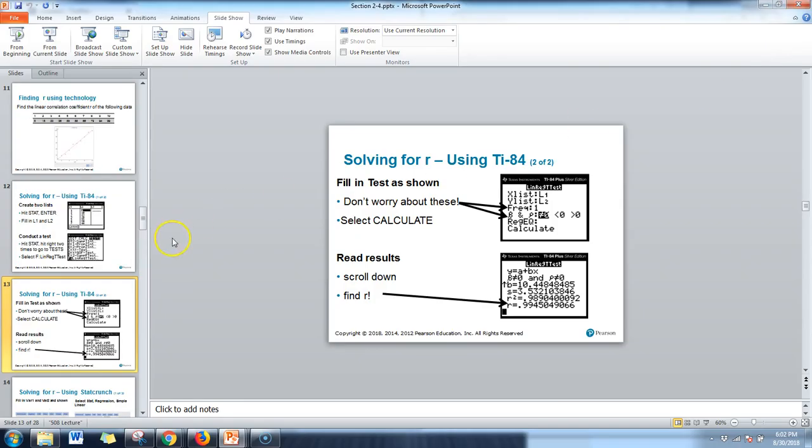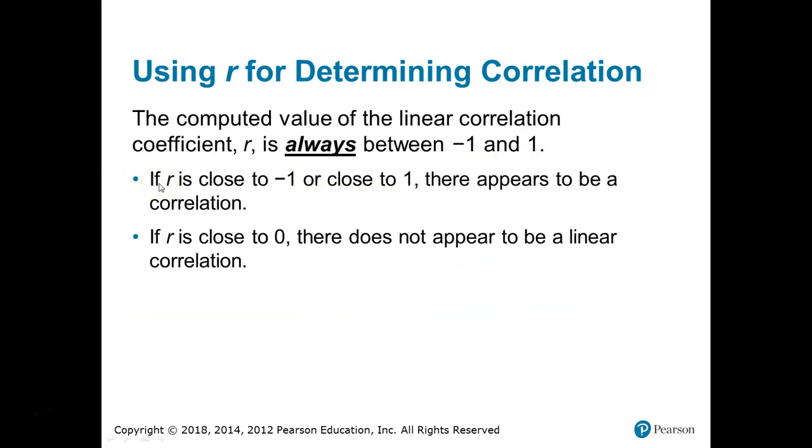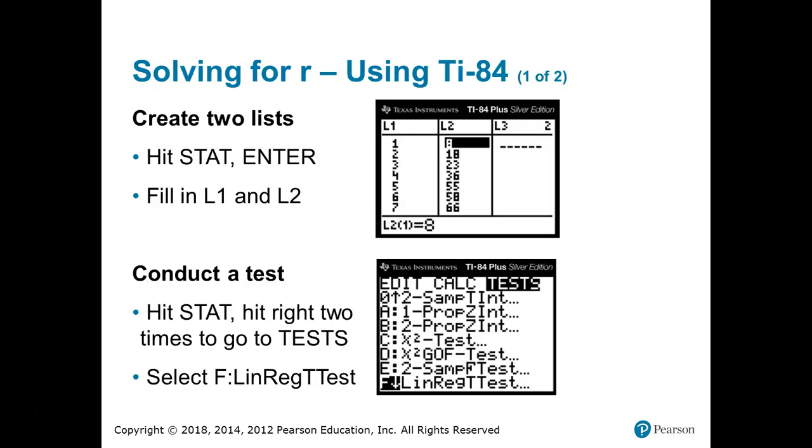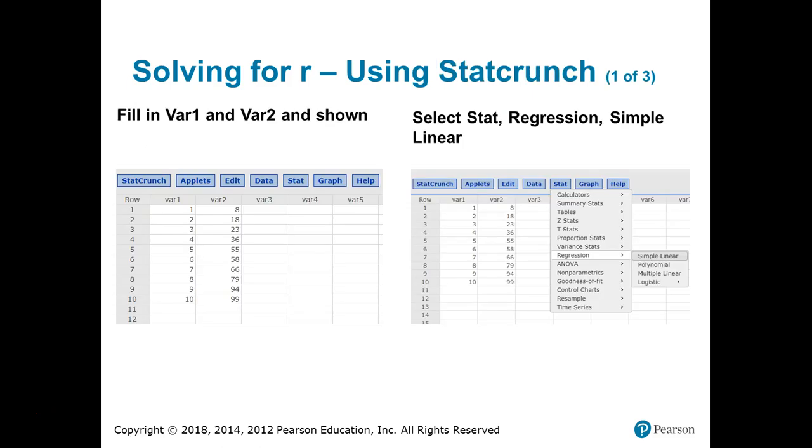So let's go back to our PowerPoint over here. And what did we say? We said if R is close to -1 or +1, there appears to be a correlation. We got 0.9945. So that's pretty dang close to 1. So I would say yes, there is a correlation.